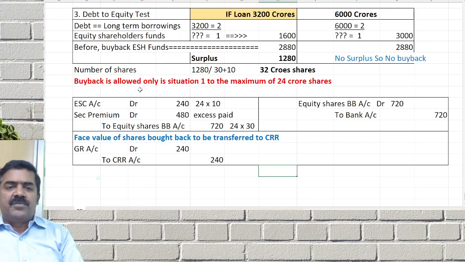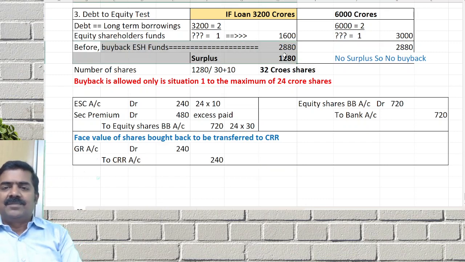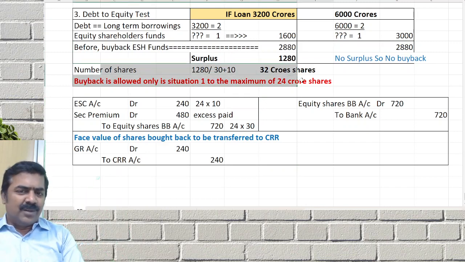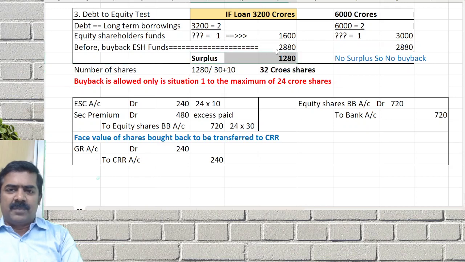For this they would have solved with some equations, putting x plus y and solving, if x is this much, y is that much. Don't do that. This is the most shortcut formula or method. Surplus is available. Y30 plus 10, do you understand? For every 30 rupees that is paid for buyback, 10 rupees of CRR we need to create.